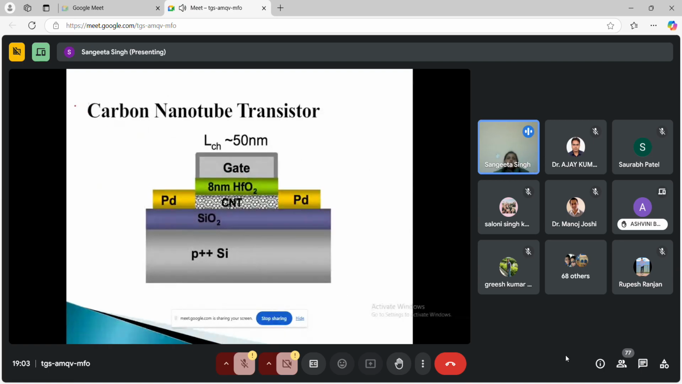Now the fourth and the final device for today's talk will be the carbon nanotube transistor, CNT transistor. Structure wise, the source is made up of metal palladium, the drain is also made up of another metal palladium, and in between the channel is made up of carbon nanotube. What is carbon nanotube? This is basically graphite.